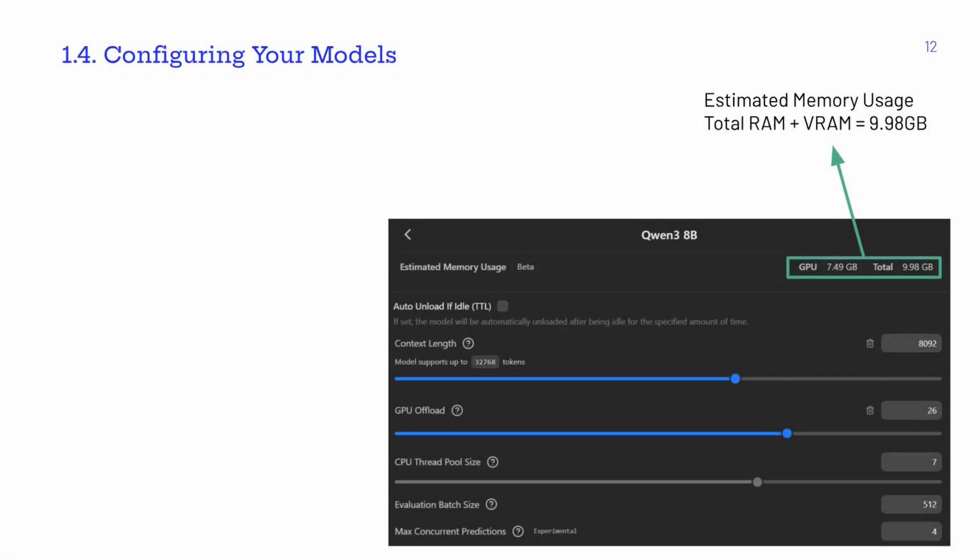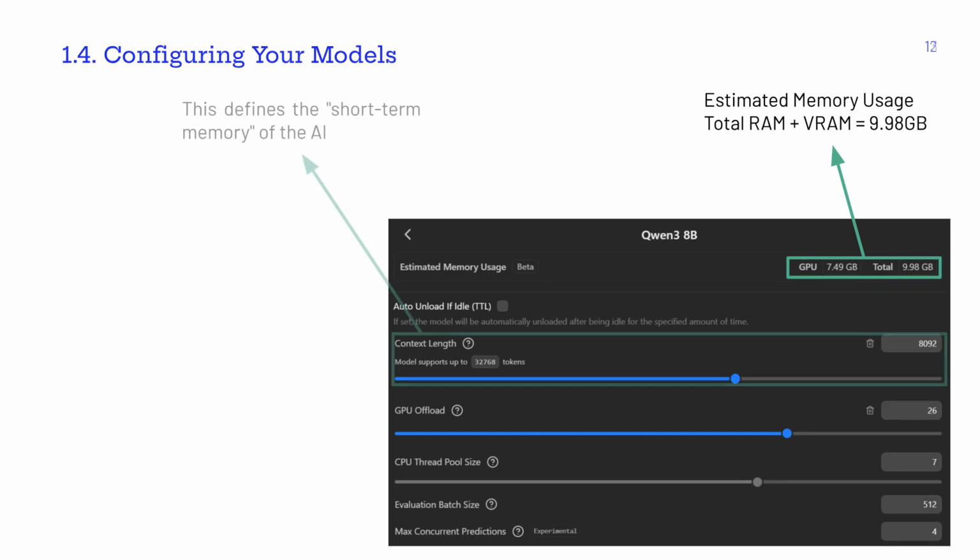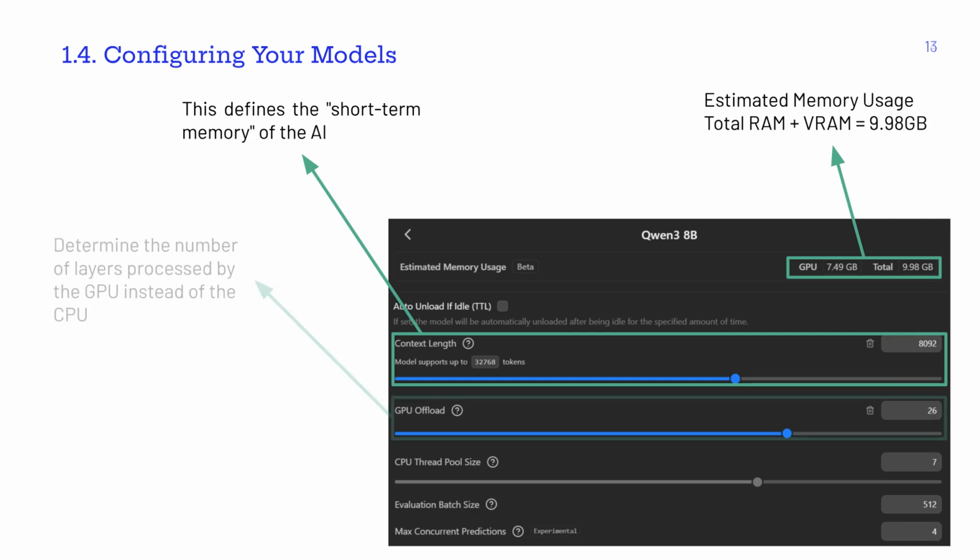In the model configuration area, you'll see the estimated total memory usage, which is the sum of RAM and VRAM required for the model. The context length defines the "short-term memory" of the AI, affecting how much conversation or document analysis it can handle.